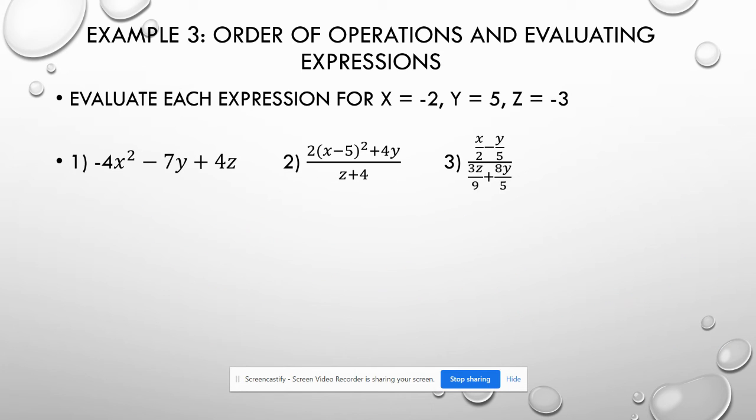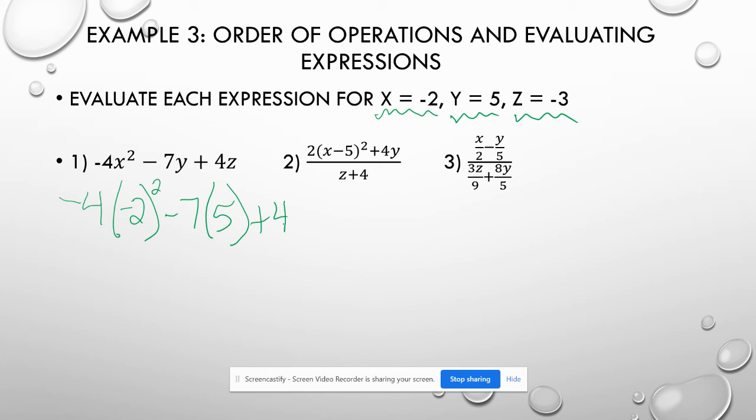Last example we're going to talk about today is evaluating. So evaluating means you're going to plug in a value, and they're telling us what we're going to plug in for each letter. So we start with example 1, -4 times x, we're plugging in a -2, minus 7 times y, which is 5, plus 4 times z, which is -3.